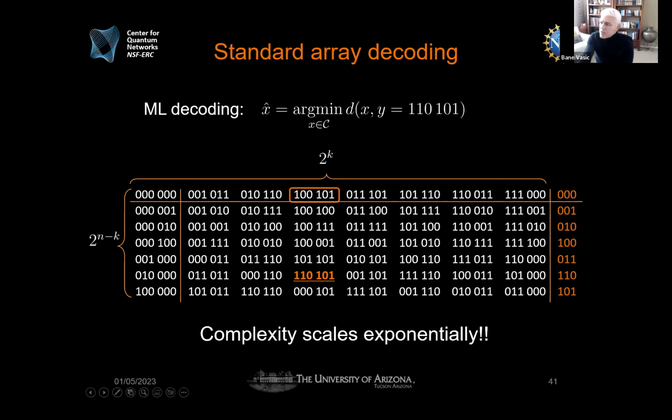Of course, the problem with this is that it is not practical, and the complexity of such a standard array decoder scales exponentially, because it will have 2 to the k rows and 2 to the n minus k columns. So we have to find something simpler.